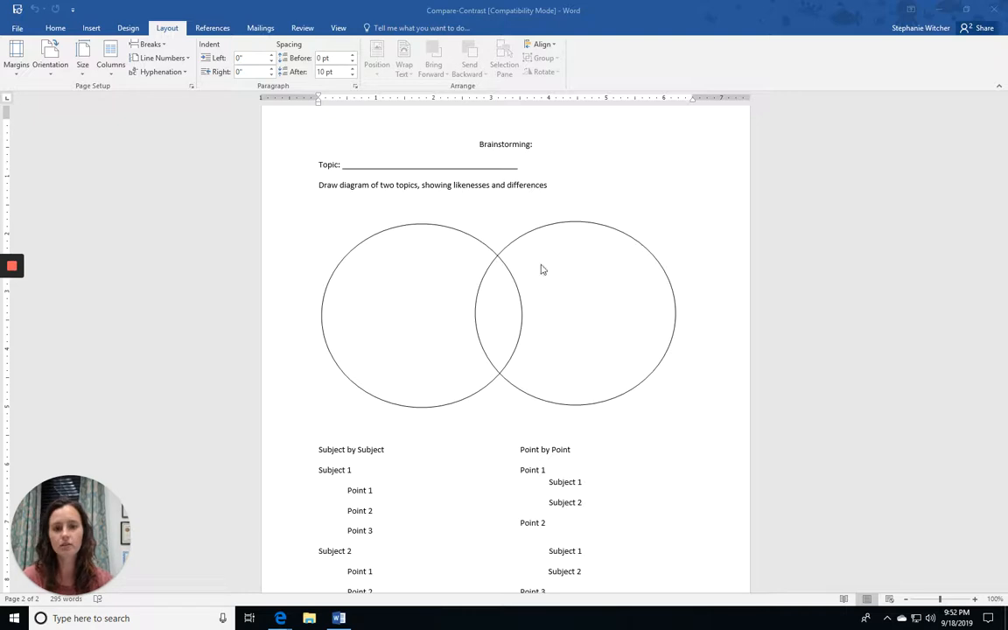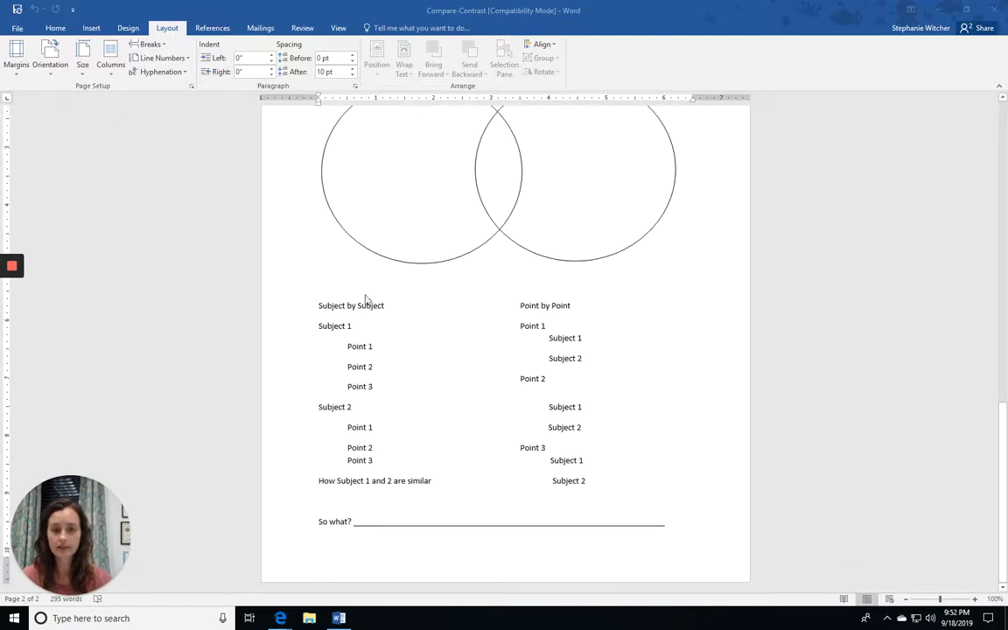All right, 2 ways to organize it. And you can see it down here. You can either do it by subject. So tell me all of subject 1. And then give me the 3 points you're going to say about it. And then give me all of subject 2 and 3 similar points you're going to say about that. And then how together they are also similar. So it could look like that.